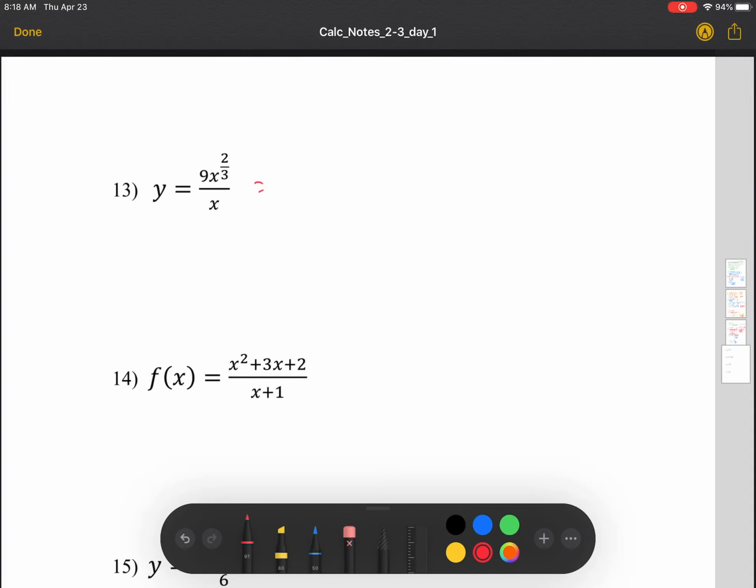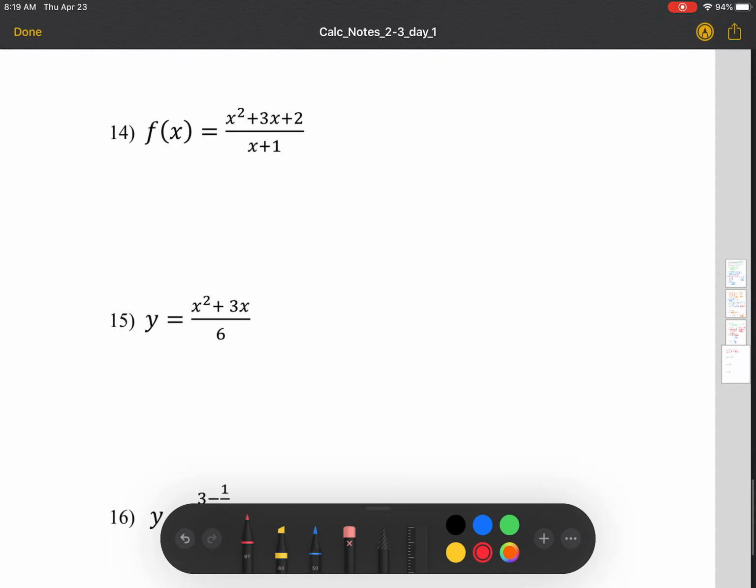All right, so for 13, let's change this. Let's get rid of the fraction, and we can end up with a 9x to the negative 1/3. We're just getting that x out of the bottom. Then when we take our derivative, y prime is going to equal negative 3x to the negative 4/3. Getting rid of our negative exponent, we should end up with negative 3 over x to the 4/3. Remember, we always got to get rid of those negative exponents to finish our work.